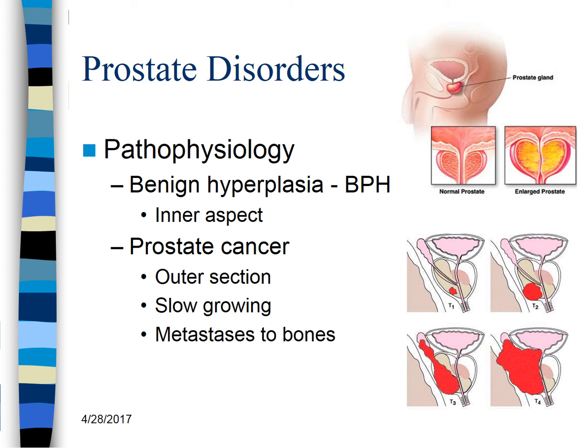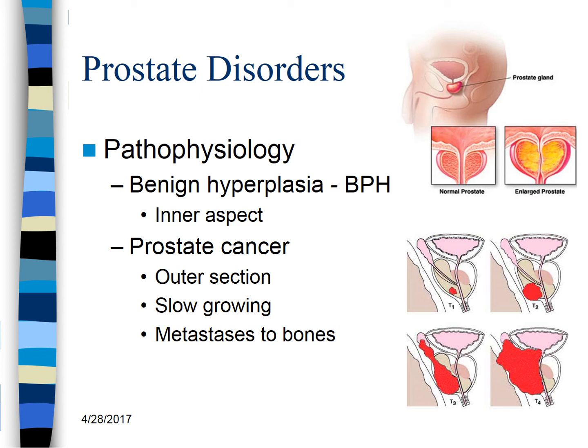Okay, so some prostate disorders that we're going to go over include benign hyperplasia, also referred to as benign prostatic hyperplasia, or BPH. This is an enlargement of the glandular tissue due to endocrine changes associated with aging. It occurs in the innermost aspect of the prostate. If you look at the picture to the right, you will see an example of a normal prostate and then an enlarged prostate.